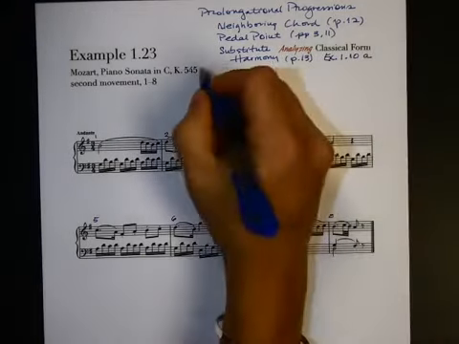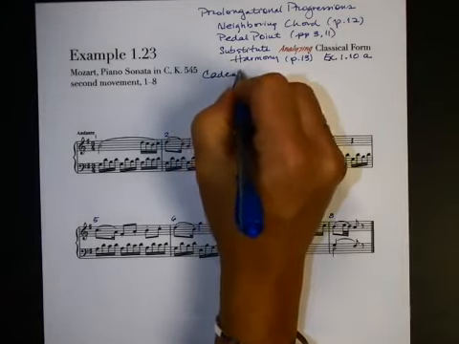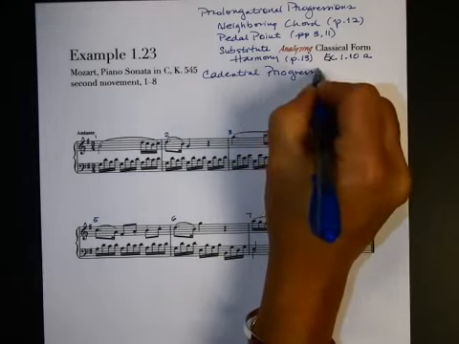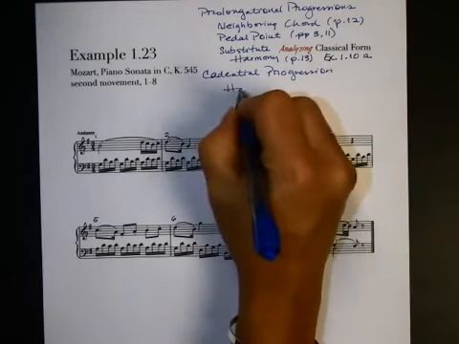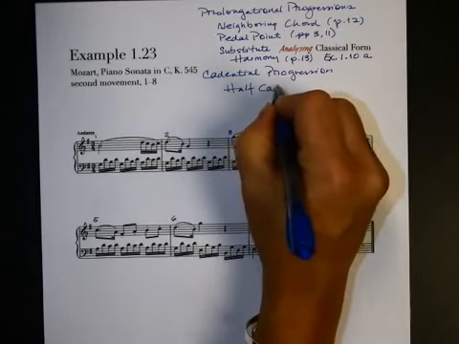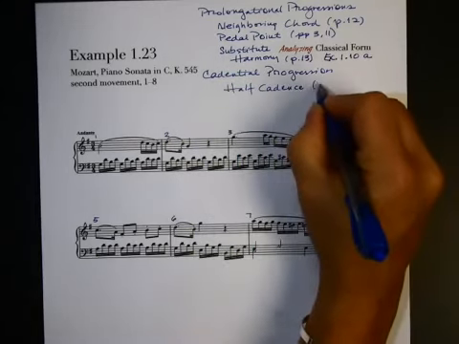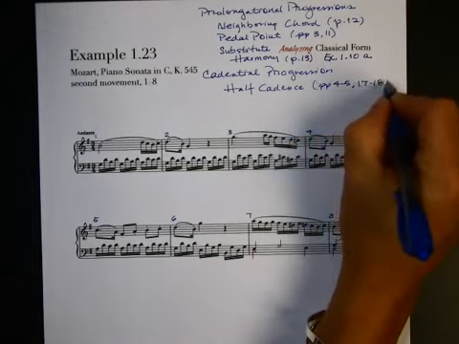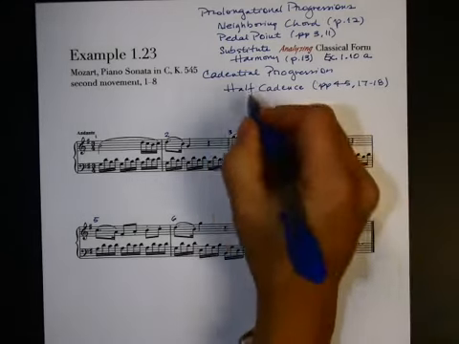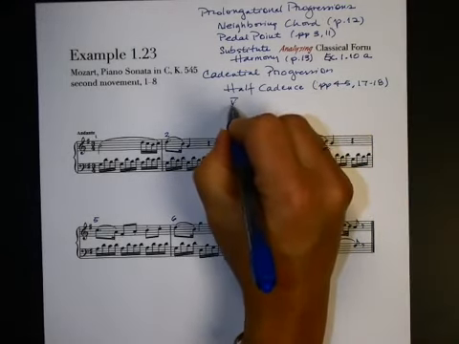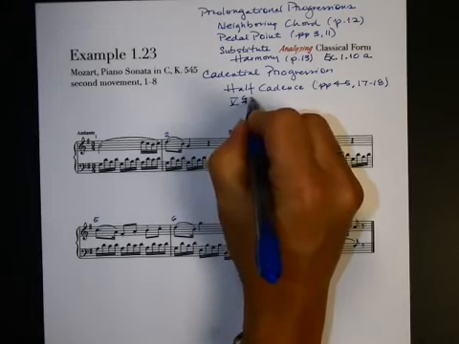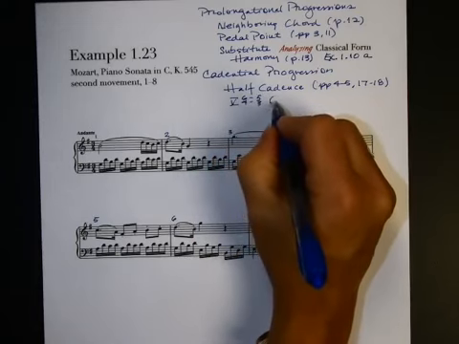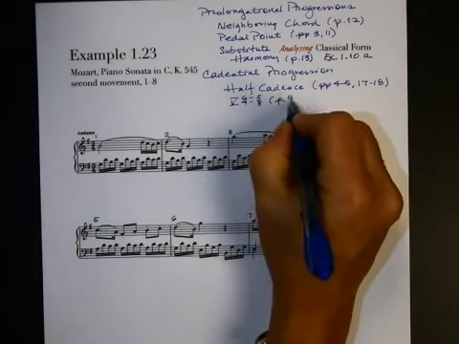We will also look at the cadential progression at the end of this phrase, and it is specifically a half cadence, and that's discussed on pages 4, 5, and 17, 18. We also are going to have that instance of a cadential 6/4 that moves into a root position 5 chord, and Kaplan discusses that on page 9 in the textbook.